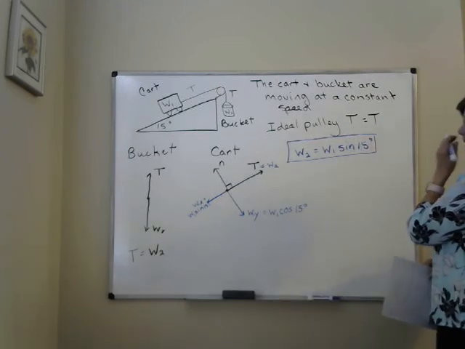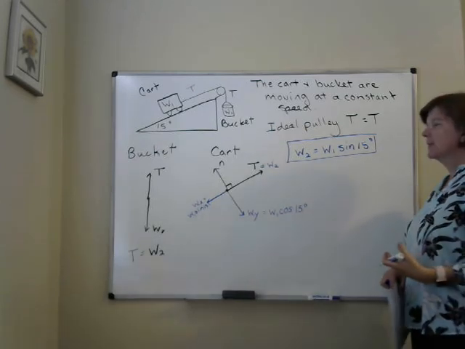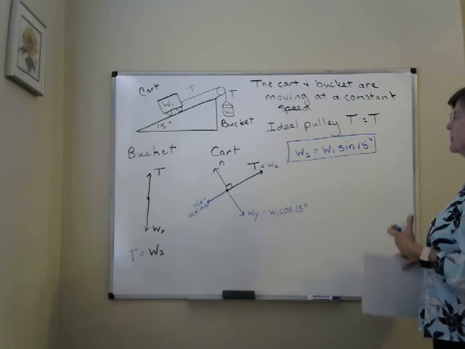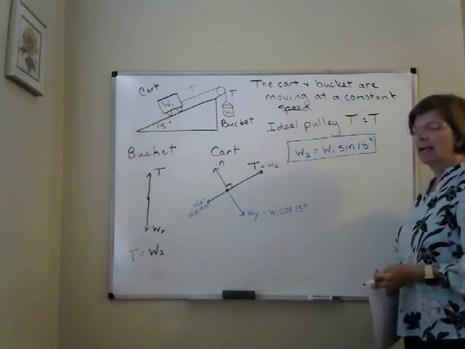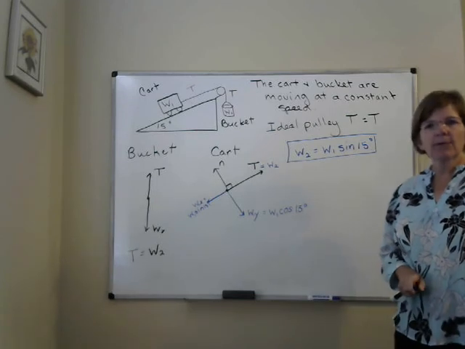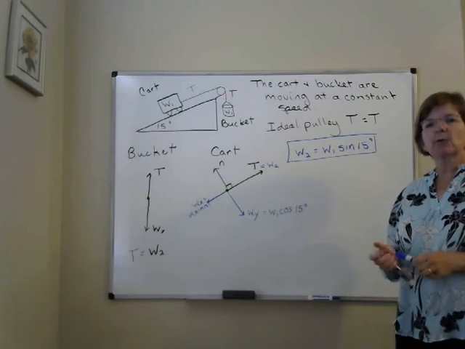Now, if I know one of the weights, I know the other weight. But that's going to be the condition for it to move at a constant speed. Okay, so that's our third example. So we're going to be done with equilibrium problems. We'll probably do some more in class though.